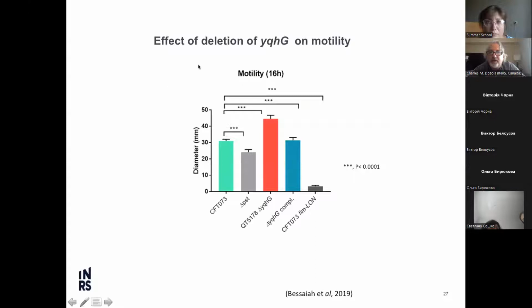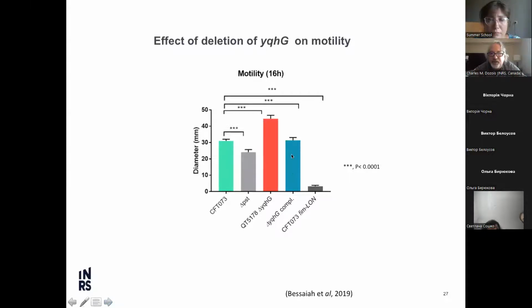And so interestingly, as I'd mentioned, that switch from mobile to sessile and adhering, what we see is our mutant, that is delta YQHG, the flagellar motility or swimming motility is actually higher than the wild type strain. And so when the strain is making more flagella, it's less likely to be making Fimbriae. And so this correlates with that switch between planktonic and sessile or biofilm type lifestyle.